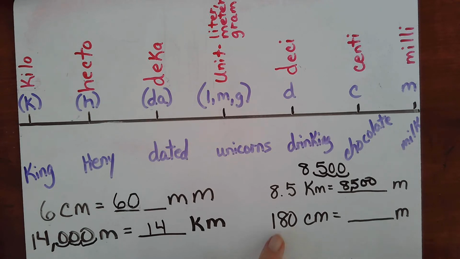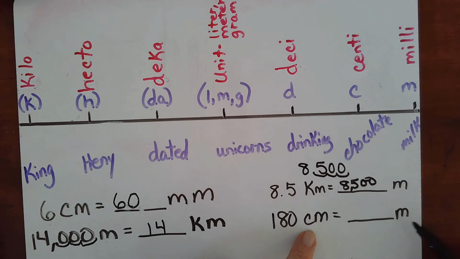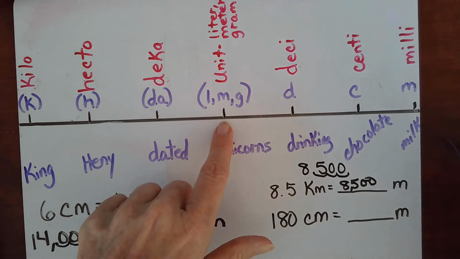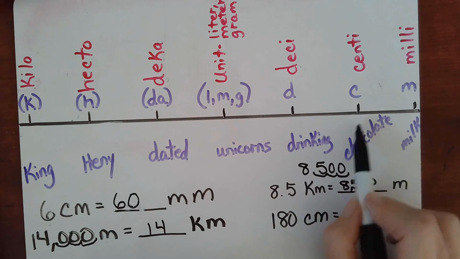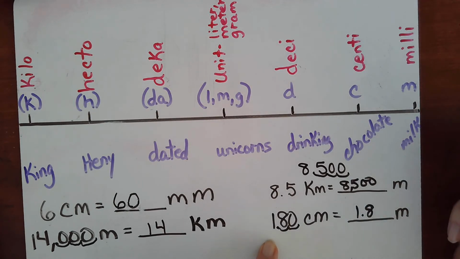And the last one on this page is 180 centimeters, which is here. And we're converting it to how many meters, which is here. So we're starting here and we're going 1, 2 places to the left. And here's our understood decimal. We're going to go 1, 2 places to the left. So 1.8 or 1.80 meters. Okay?